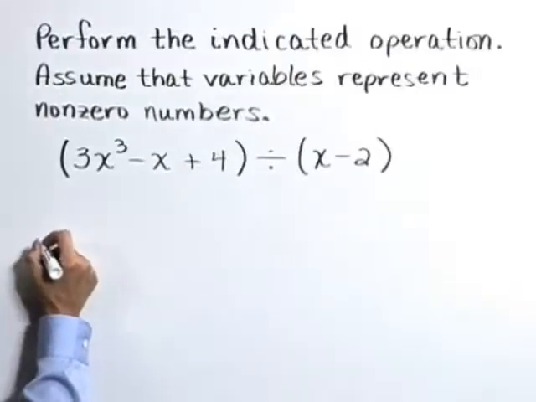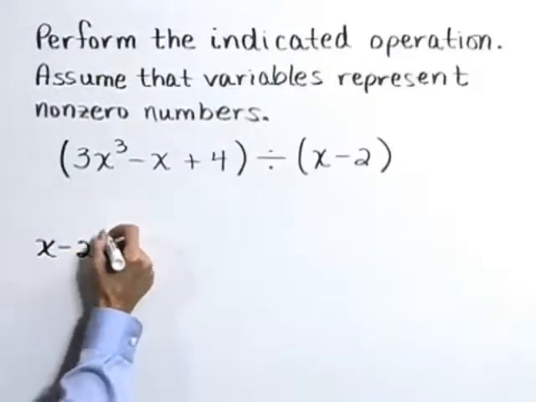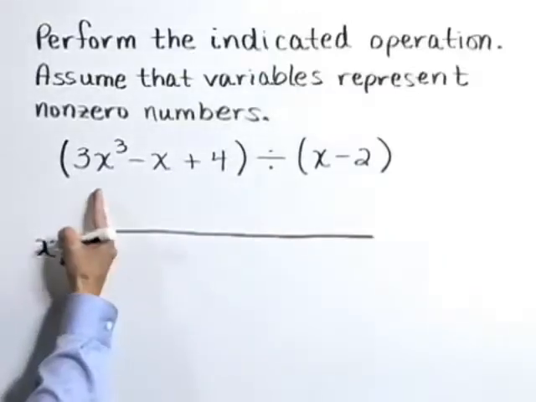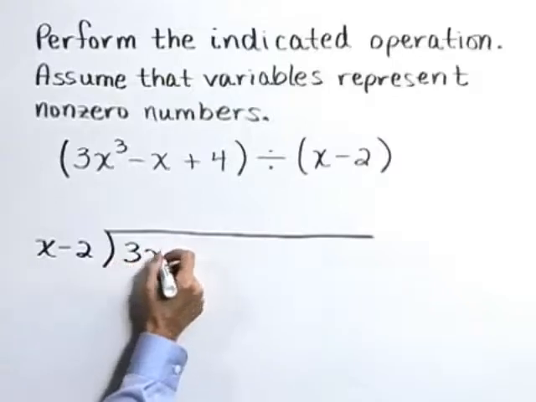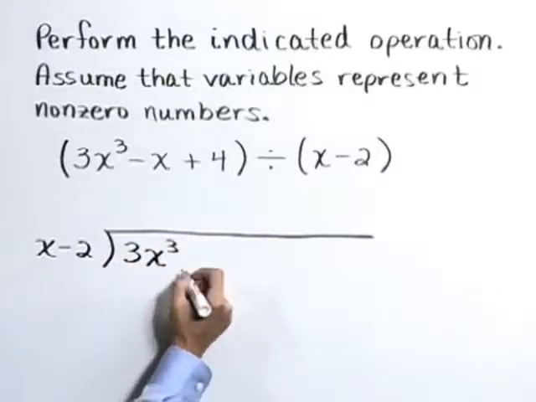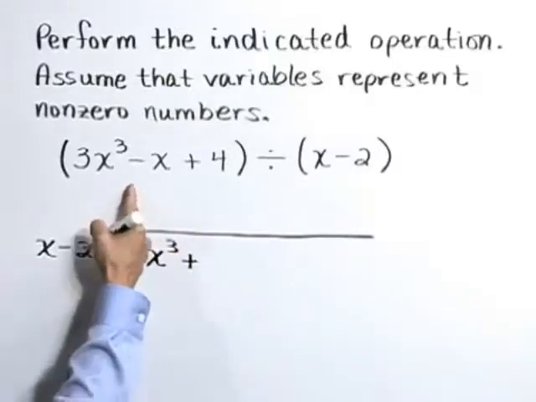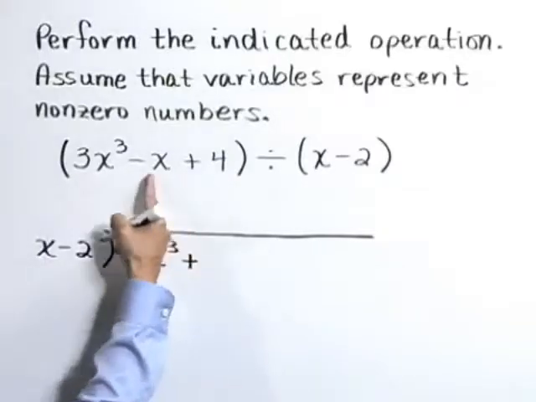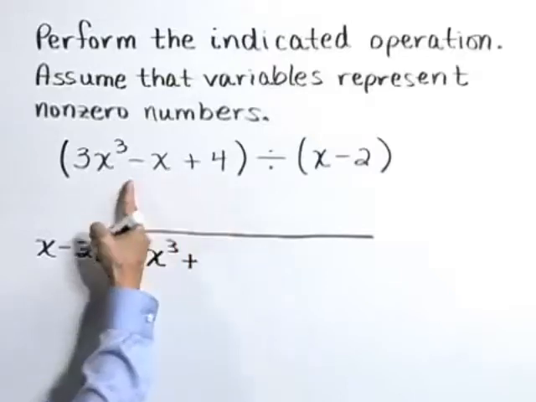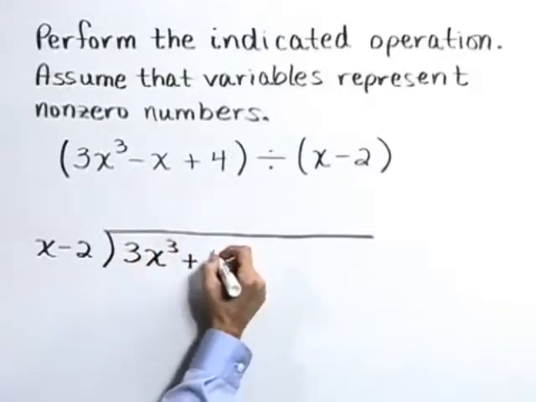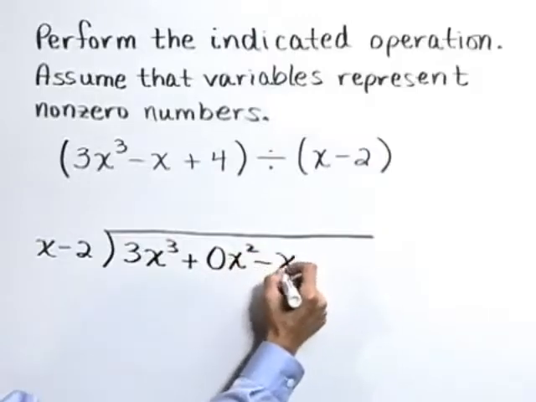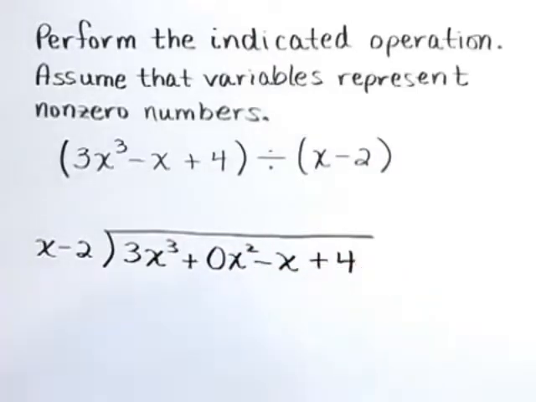division. So let's write this as x minus 2 divided into our dividend, which is 3x to the third, plus, I'm going to put a placeholder in here for our x squared term, because this polynomial is in decreasing degree order, but it's missing a term. So let's write next plus 0x squared minus x and plus 4. Now we'll begin the division.